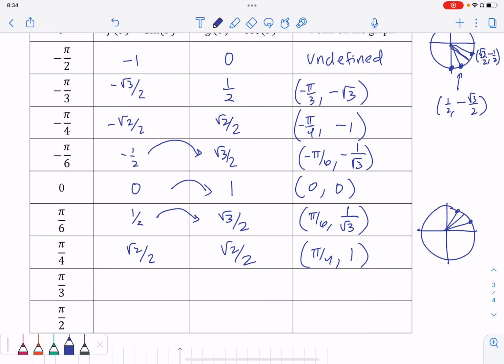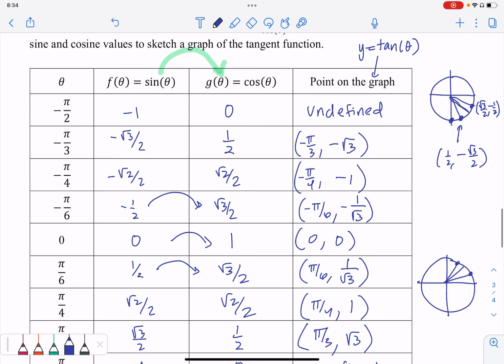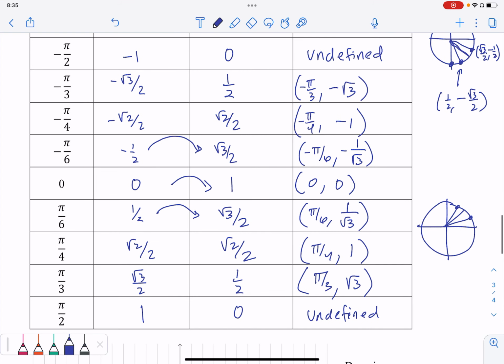When I'm at pi over 3, okay, that one I'm over just a little bit, but up more. So my sine is going to be the bigger value. And then root 3 over 2 divided by 1/2 gives me just root 3. So I'm going to have pi over 3, comma root 3. And then at pi over 2, I have 1 for my sine, but I'm back to 0 for my cosine. And so in this case, I have undefined.